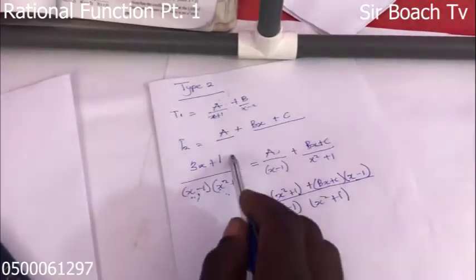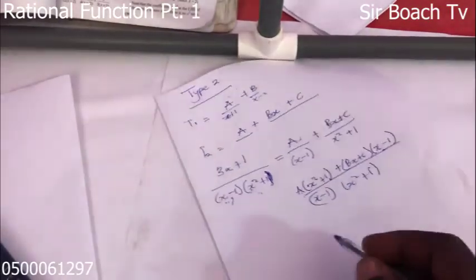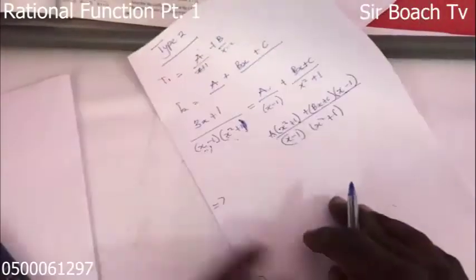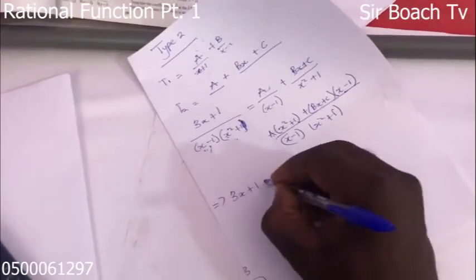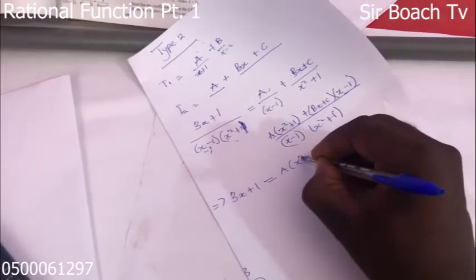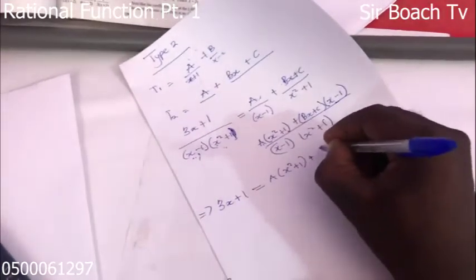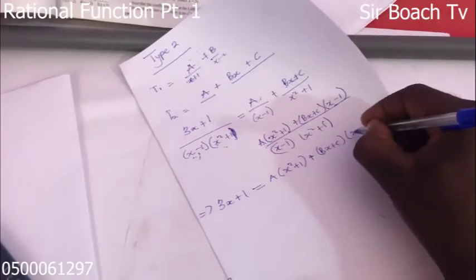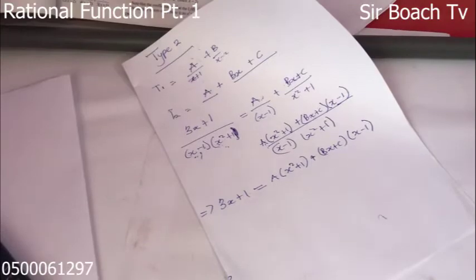So we equate this equation to the new one we have over here. So we are having 3x plus 1 being equal to a bracket x squared plus 1 bracket close plus bx plus c in one bracket and also x minus 1 in another bracket. So that's how we do it.